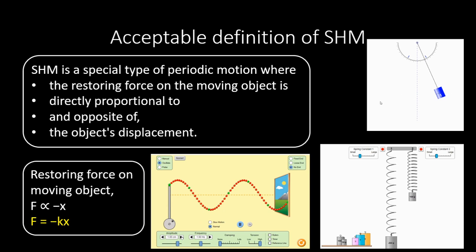So the opposite is indicated by the minus sign present in the equation. And now we can write an equal sign if we provide a constant k. So then the equation becomes F equals minus kx.